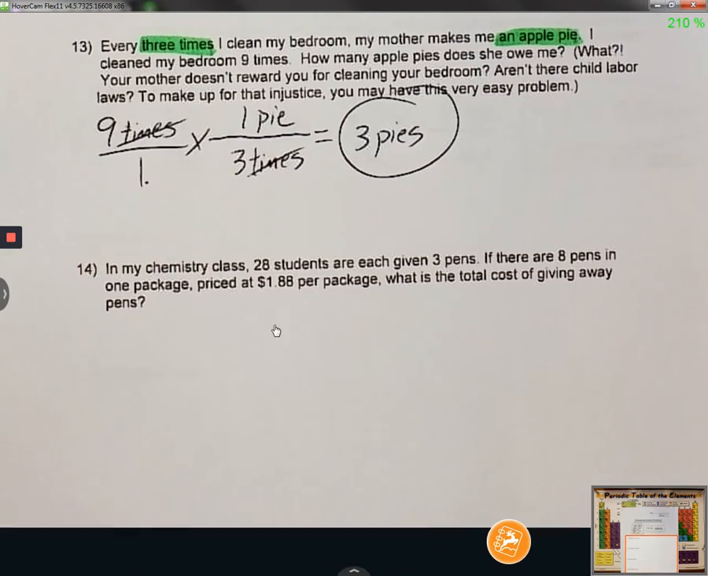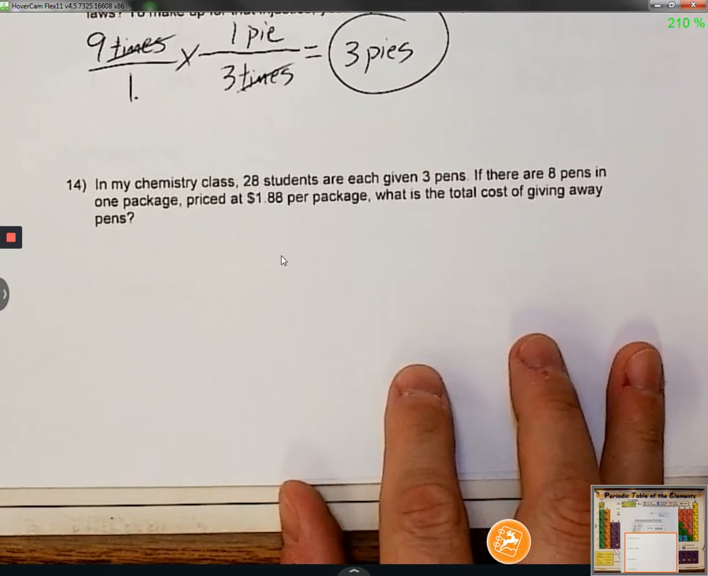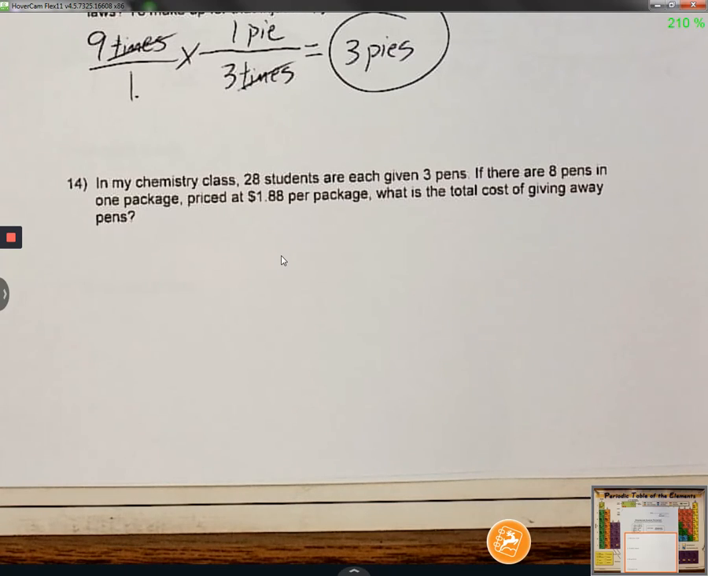I appreciate your honesty. In my chemistry class, 28 students are each given 3 pens. If there are 8 pens in one package, priced at $1.88 per package, what's the total cost of giving away the pens? Let's figure out what's a conversion factor and what we're actually supposed to start with.